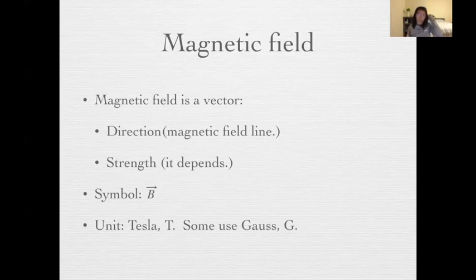Magnetic field is a vector. It's a field created by a magnet or electromagnet. To describe a magnetic field, you need direction and strength. We use the symbol B with an arrow on its head to describe it. The unit for magnetic field is the Tesla, shortened to T. Some researchers will use the Gauss, G, as another unit, but the SI unit is the Tesla.